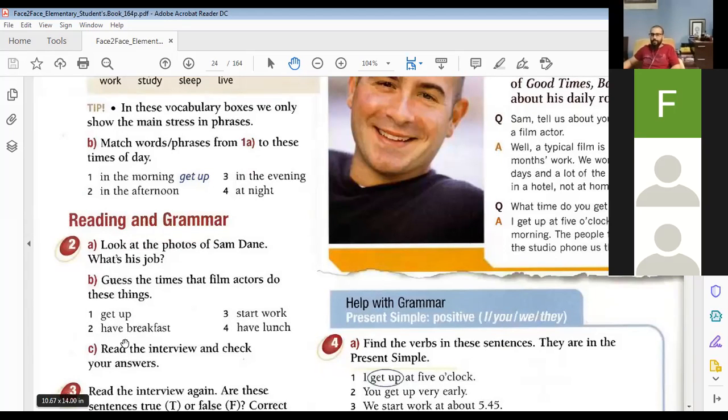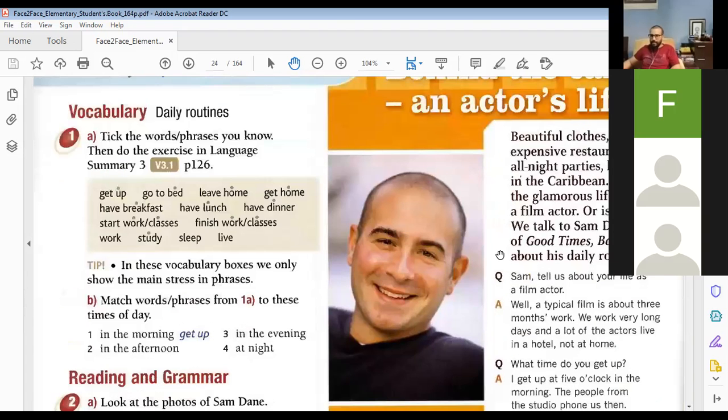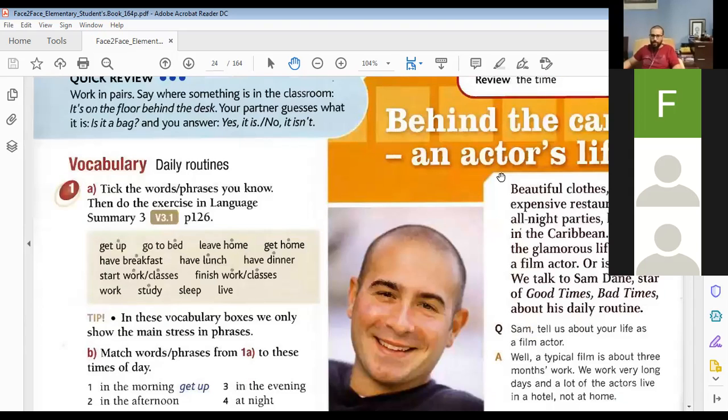Now, let's read the interview and find out, okay? So here we have an interview with this actor. You can see Q means, of course, question, and A, answer. So this is an interview. What does interview mean when we say interview? What does it mean? An interview, a press interview, a media interview. Yeah, I think it's in a magazine. Usually interviews like this are in magazines. So let's find out. The article says: Behind the Camera, an Actor's Life.